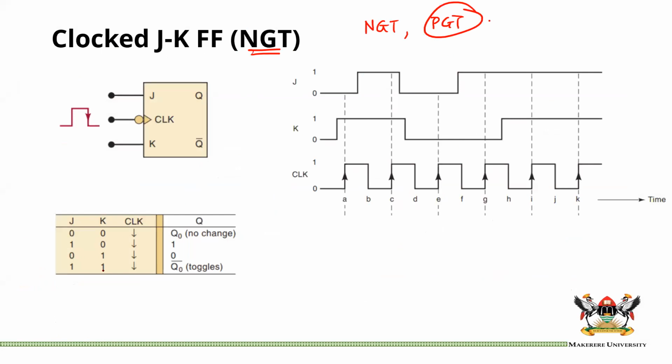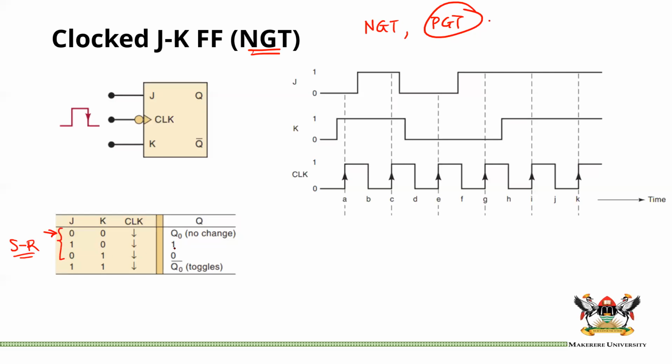We have our truth table here, so that makes it very easy. You need to remember these truth tables. I'm not going to give them to you. When it is 0, 0, it is no change. In these first three instances, it is similar to the SR, because when you have a J as 1 and a K as 0, you're trying to set.